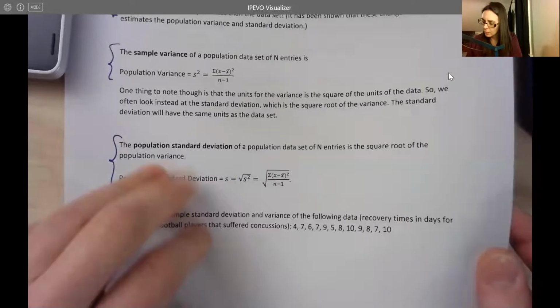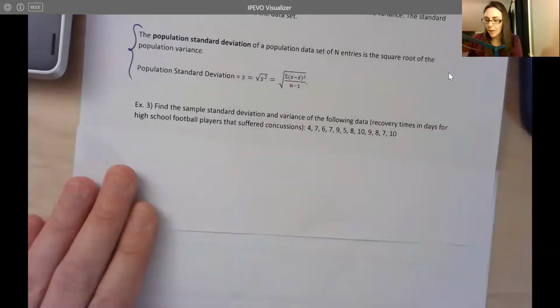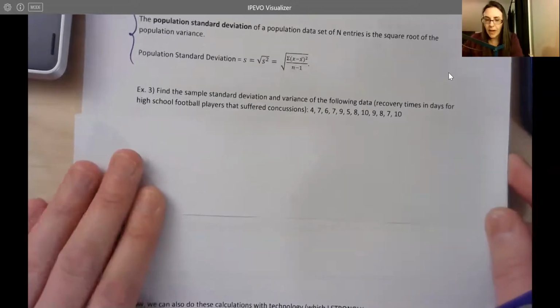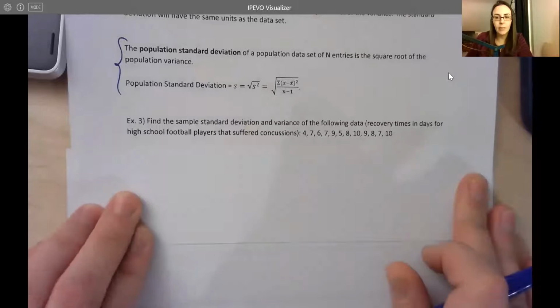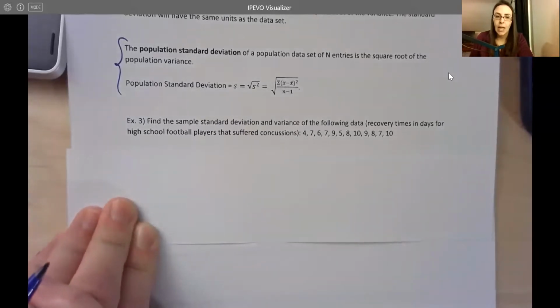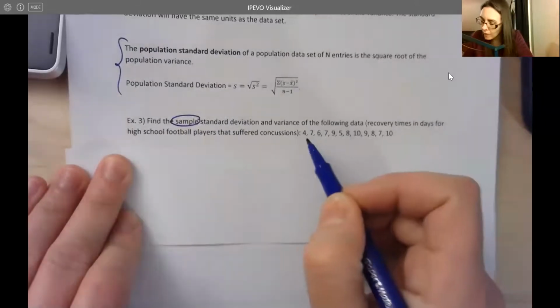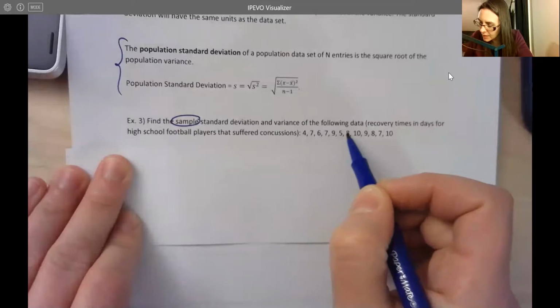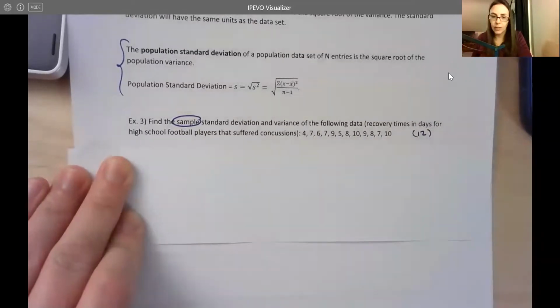I didn't leave myself room on my handout at home, so I'm going to give myself a little bit more room here. Extend my paper. All right, so find the sample standard deviation and variance of the following data. These are recovery times in days for high school football players that suffered a concussion, and we're told that this is sample data. I have 12 data points here.